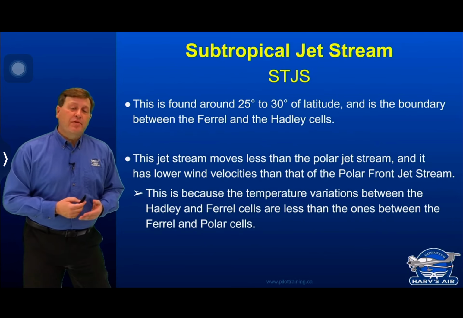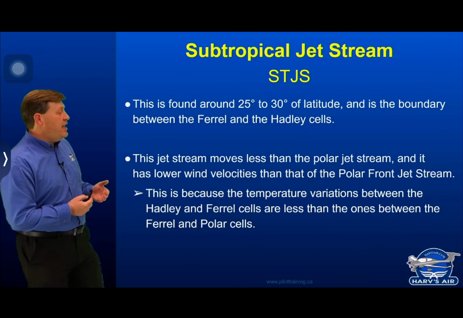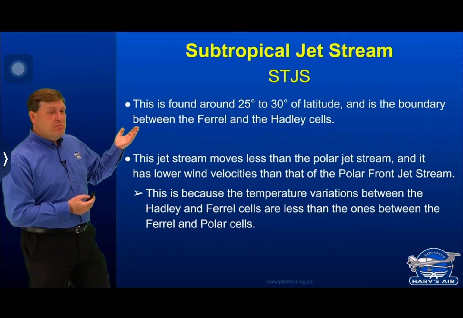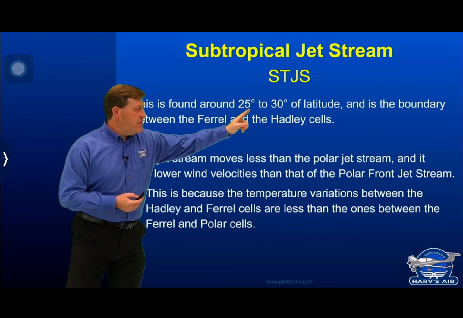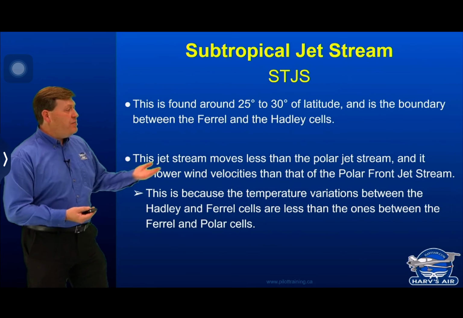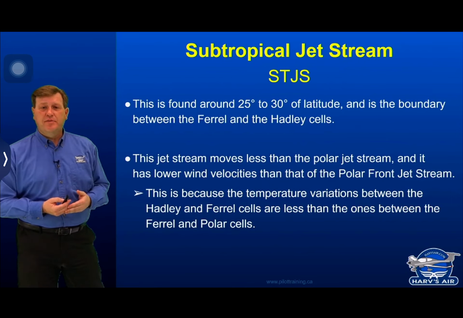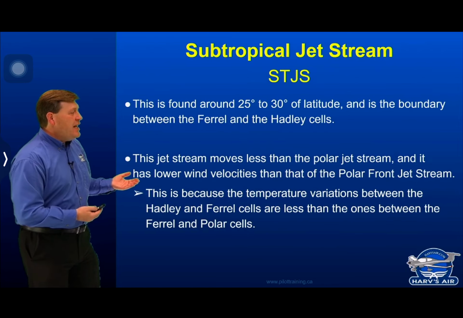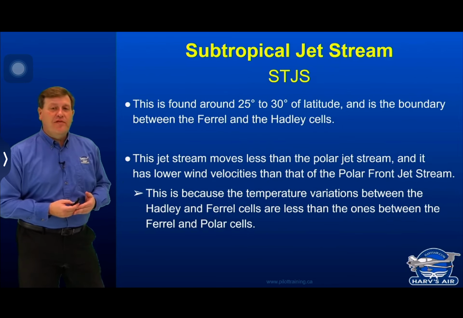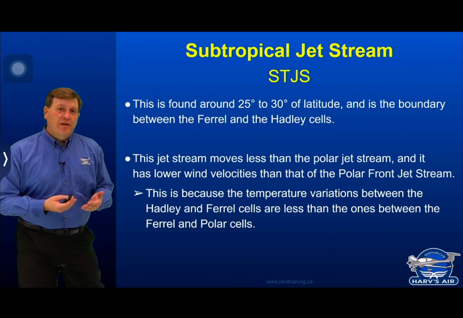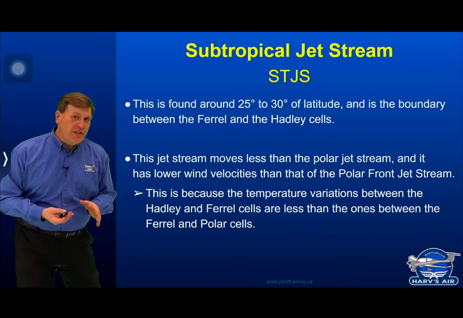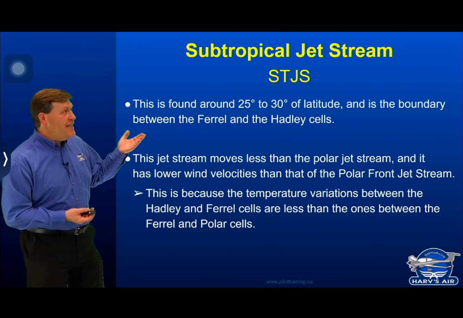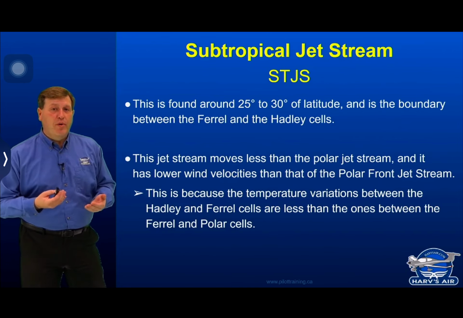For the subtropical jet stream, the STJS, this is found around 25 degrees to 30 degrees of latitude, which is the boundary between the Ferrel and the Hadley cells. This jet stream tends to move less than the polar jet stream, and it has lower wind velocities than that of the polar front jet stream. The temperature variations between the two cells are not as great as the temperature variations between the polar and the Ferrel cell.